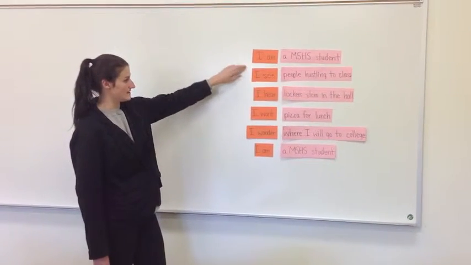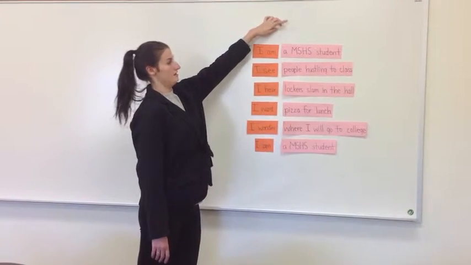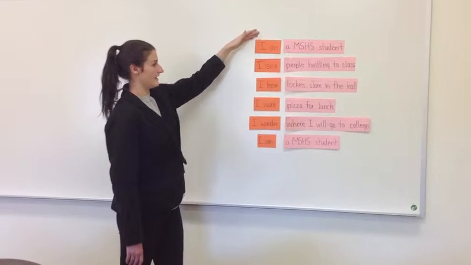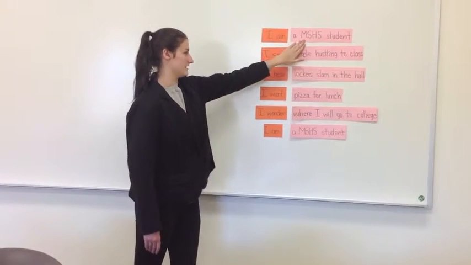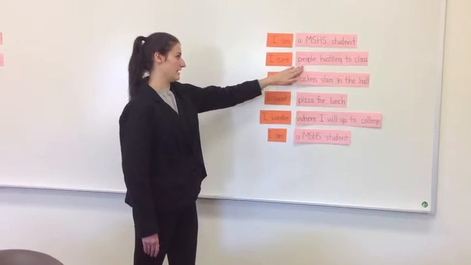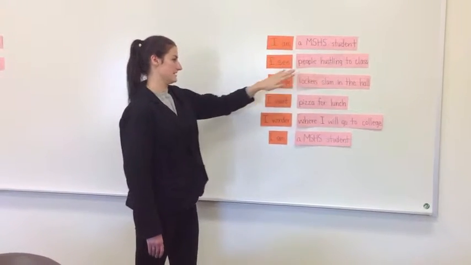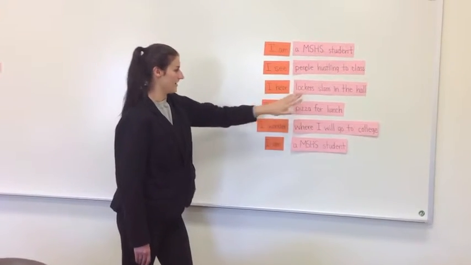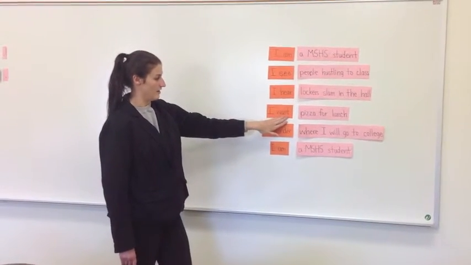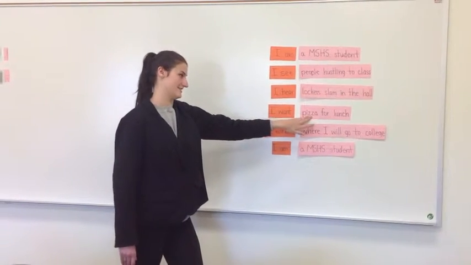Each of these has I followed by a verb, then followed by a noun. I am a Marquette Senior High School student. This is the verb, and then this is the noun. I see people hustling to class. See is the verb, people is the noun. I hear lockers slam in the hallway. Hear is the verb, lockers are the noun. I want pizza for lunch. Want is the verb, pizza is the noun.